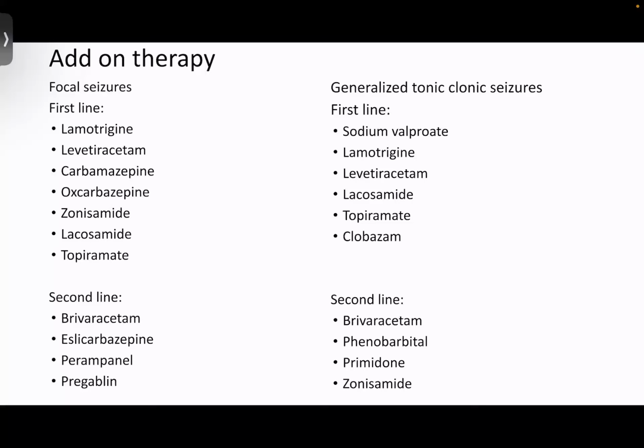For generalized tonic-clonic seizures, again, despite treating them with a single agent like either sodium valproate or other drugs like lamotrigine or levetiracetam, whichever drug we are not choosing from these three can be added as an add-on therapy. Clobazam can also be used. Second line agents, brivaracetam, phenobarbital, primidone, and zonisamide can be used.